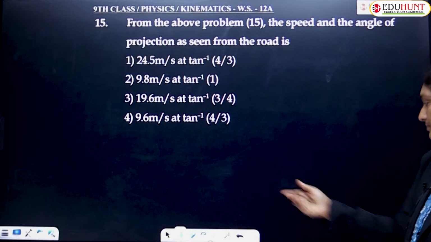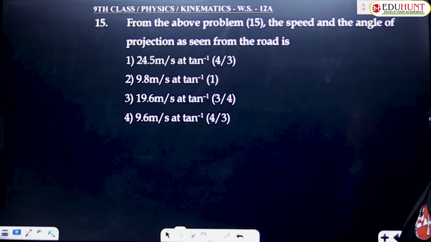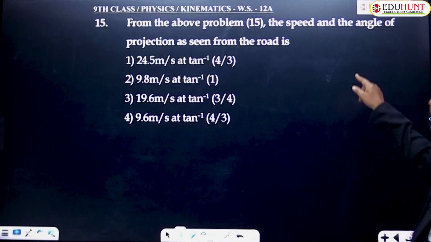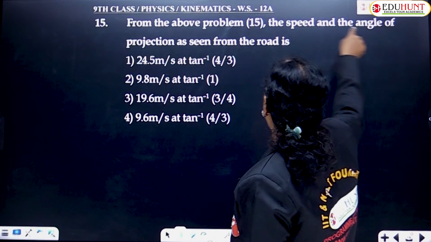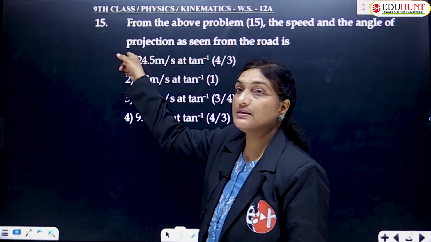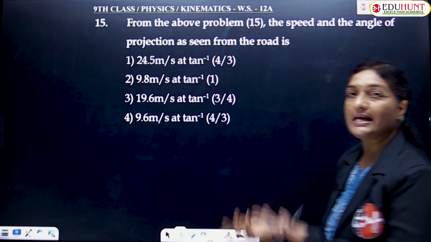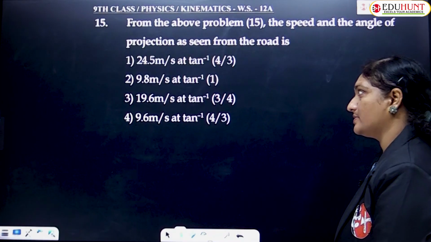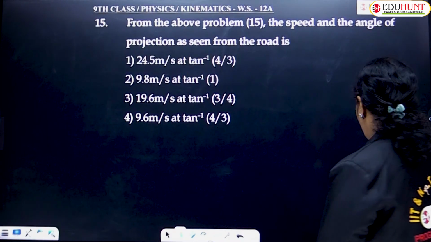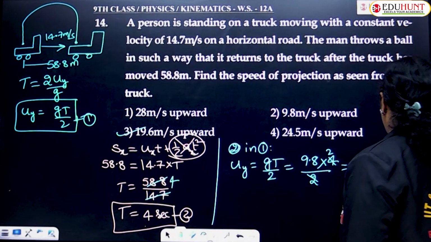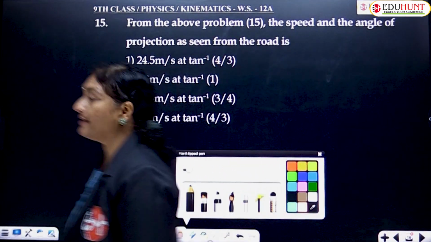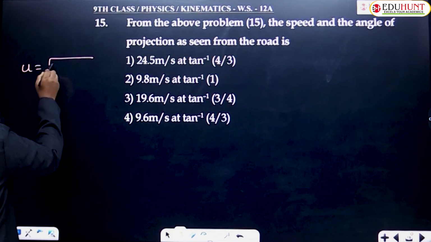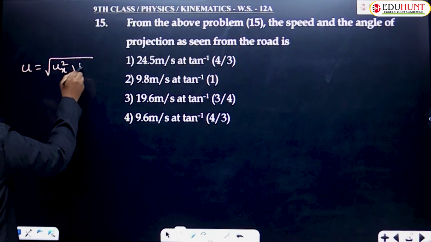From the above problem, that means from the same problem, the speed and the angle of projection as seen from the road is. So here again, speed and angle of projection. Projection means at the time of throw. That means you're asked the initial speed as well as the angle of projection. So the initial speed, children, let us indicate as u. So u is nothing but root over ux square plus uy square.